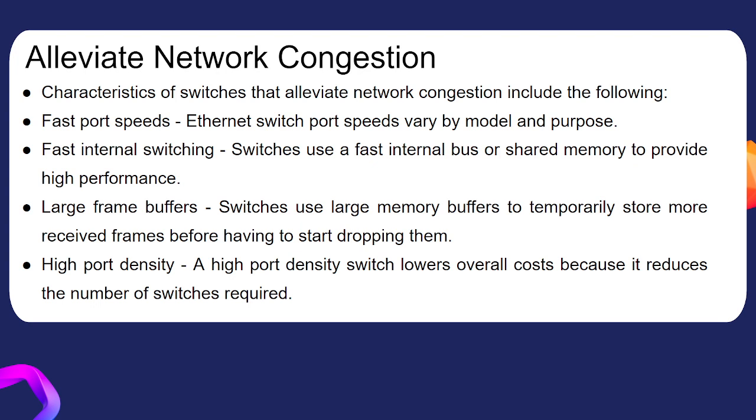The characteristics of a switch that alleviate network congestion include the following. Fast port speed. Ethernet switch port speeds vary by model and purpose. Fast internal switching. Switches use a fast internal bus or shared memory to provide high performance. Large frame buffers. Switches use large memory buffers to temporarily store more received frames before having to start dropping them. High port density. A high port density switch lowers overall cost, because it reduces the number of switches required.